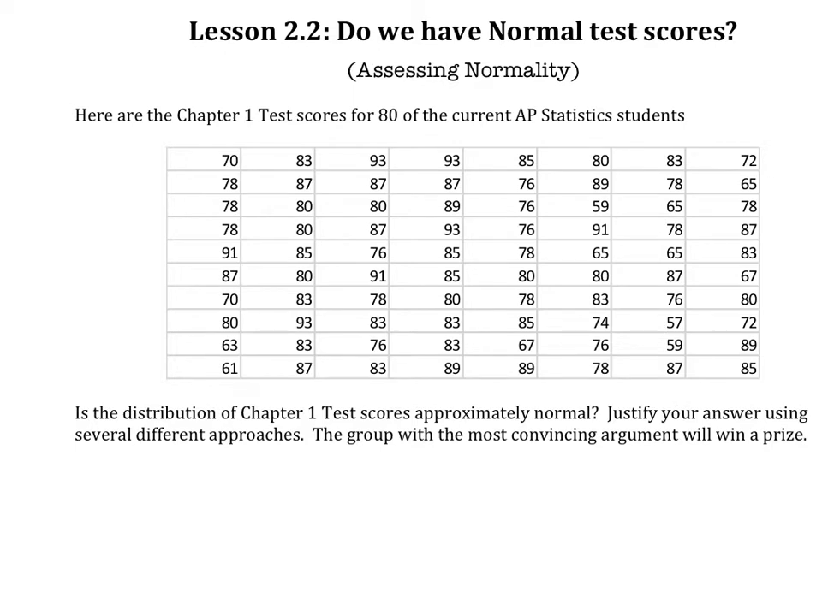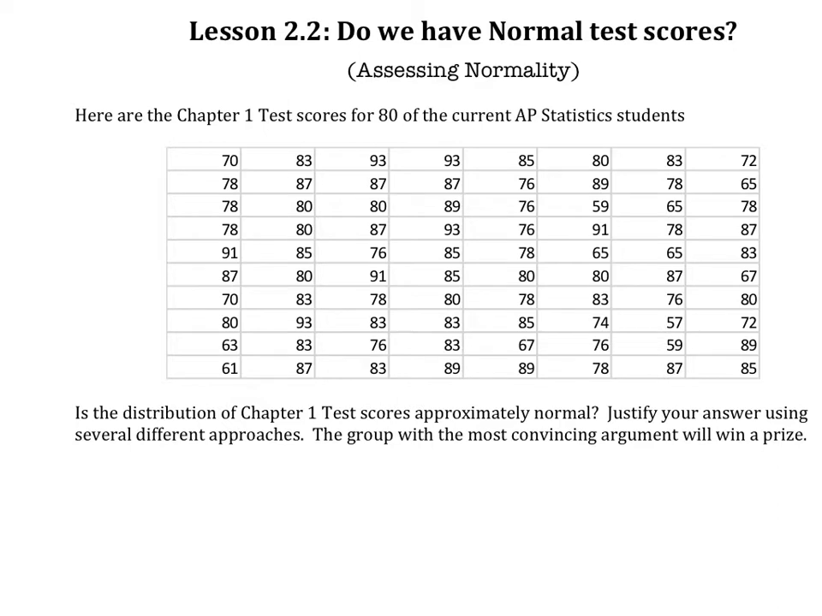The group with the most convincing argument will win a prize. Full disclosure, there's not going to be a prize. But we are going to take a look at the data and try to figure out whether or not it is approximately normal. We know it's probably not going to be perfectly normal because that only happens in an algebra or a calculus class. That's when we have perfect functions. But in the real world, in statistics class, we're just looking for approximately.